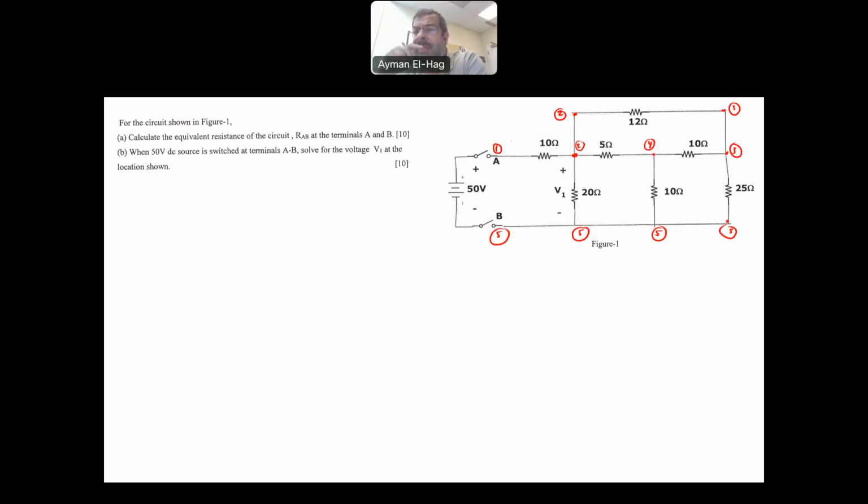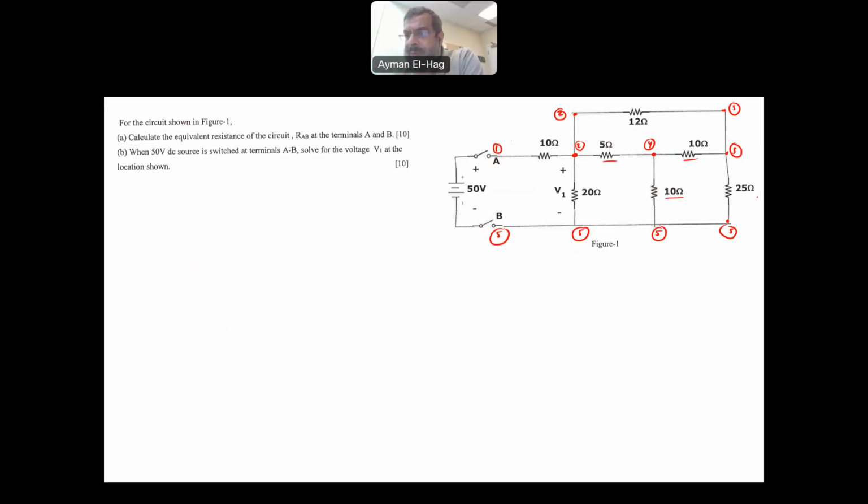Now, do we have anything connected in series? Let's look at the 5 ohm and the 10 ohm. They are not in series. Yes, they share one node, but this node is shared by the 10 ohm as well. If you look at the whole question, you will not find two resistors sharing one node with nothing else sharing that node. Also, there is nothing in parallel. There are no two resistors sharing the same two nodes.